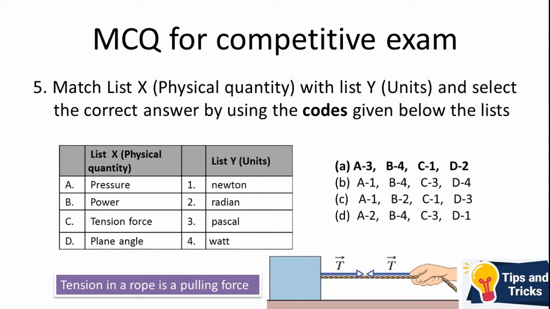Okay, so we know that pressure is force by area and its SI unit is Newton per meter square. This unit is also called Pascal. Power is the rate of doing work, so its unit is joules per second, and it has a special name in SI units. It is called watt. The next one, tension force, is basically a pulling force and its unit is Newton. And plane angle is a supplementary physical quantity. Its unit is radian. So the correct option for this question is option A.